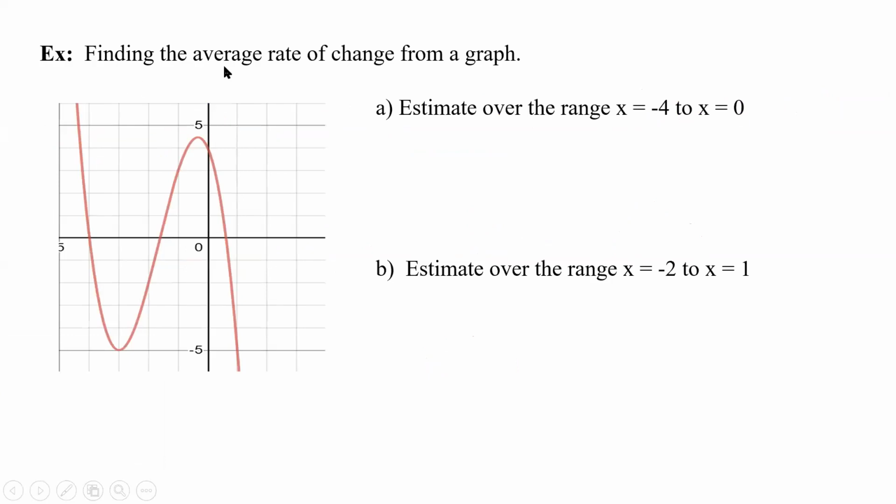All right, we can also find rate of change from a graph. Basically what we're going to do is look at the point wherever they're asking. In this case, it says estimate over the range x equals negative 4 to x equals 0. So we have to figure out our units. That's 1, 2, 3, 4. So negative 4, that's going to be that point right there.